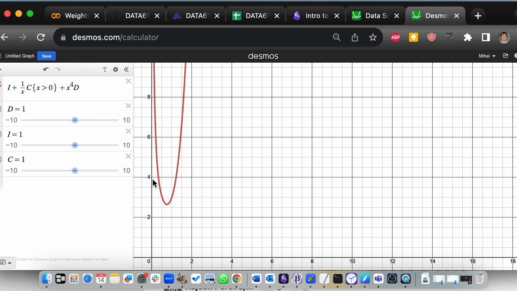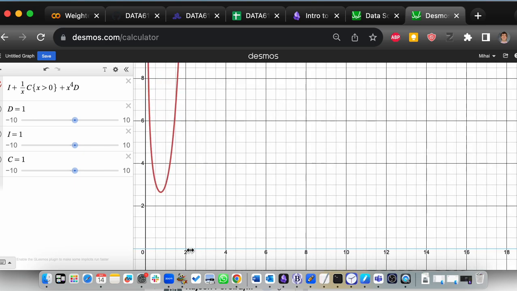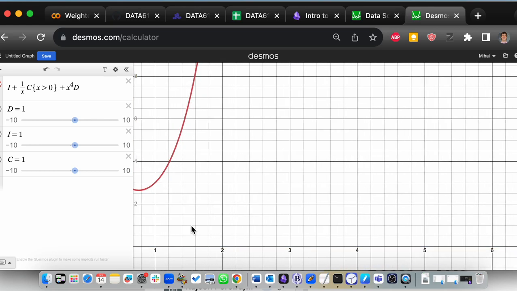X to the power 4 on its own is blowing up forever and ever. And now there's a balance between these two terms, and that is why you get this U-shaped situation going on. So can I zoom in here to see the U-shaped curve very nicely?